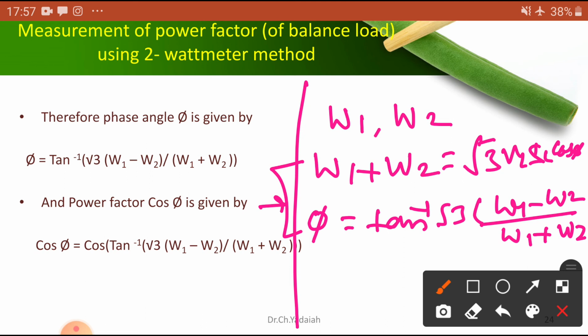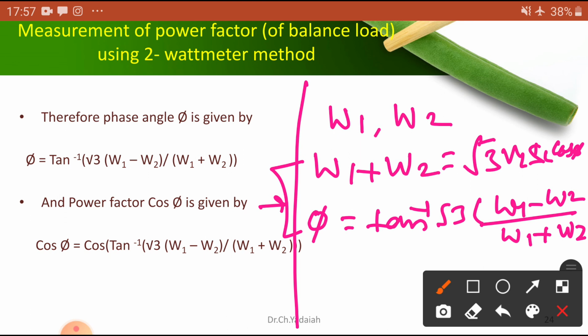In the next class we are going to find the effect of load power factor on the wattmeters. If the power factor changes from lagging to leading, or from low power factor to higher power factor, what are the indications in the wattmeter readings? This is very interesting.